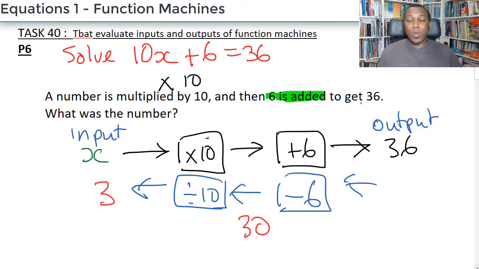The equals sign means 'to get'. So add 6 to get 36. If I take my number and multiply it by 10, that's what 10x means, and then I add 6, I will get 36. If I gave you the question, solve 10x plus 6 equals 36, you could have modeled it using this function machine and then gone backwards using the inverse function machine to get the answer 3. You can use function machines to solve equations like this. That's a big idea I want you to take away from this exercise.